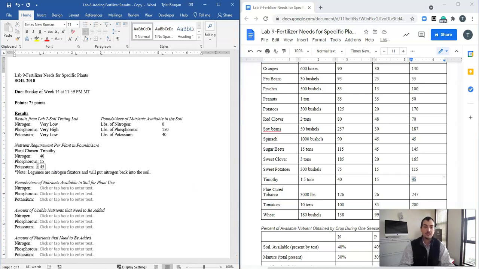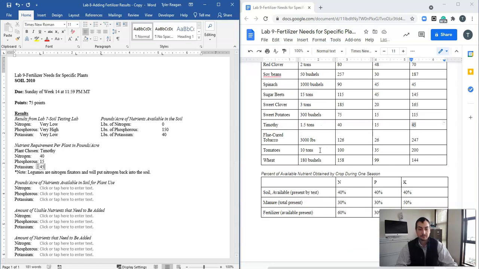Now, I keep trying to stress that it's going to use that much. If we look up here, we have 0 pounds of nitrogen, 150 pounds of phosphorus that is available in the soil, and 40 pounds of potassium that is available in the soil. But the plant isn't going to use up all 150 pounds of that phosphorus, nor is it going to even be able to use up all 40 pounds of that potassium.